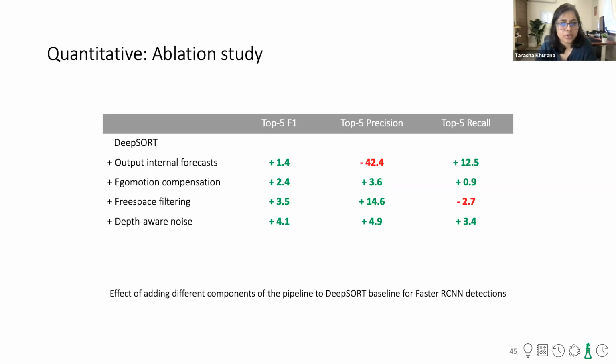Okay, so the last component is the depth aware noise, and that also increases our top 5 F1 by 4%. And most of this gain in performance is because of the increase in both the precision and the recall. Sorry, quick clarification. Here the deltas are all with respect to the previous row, not the first row, right? Yeah. So these are not cumulative. Good.